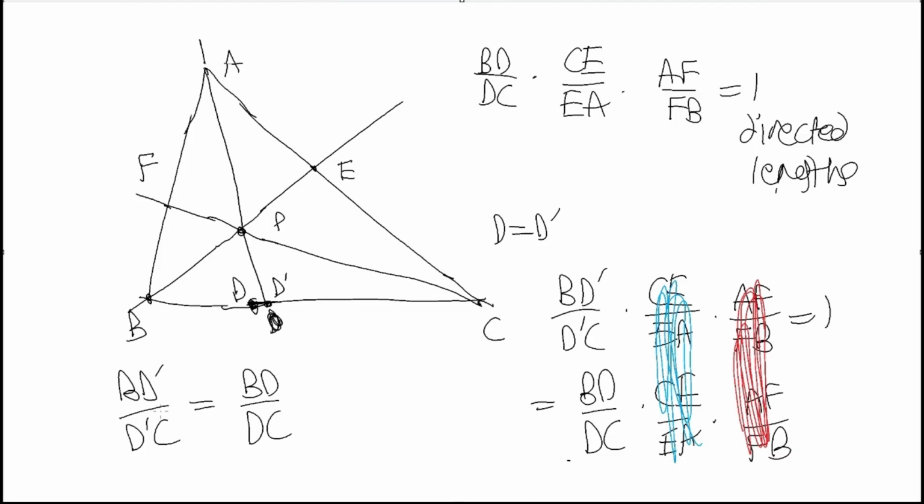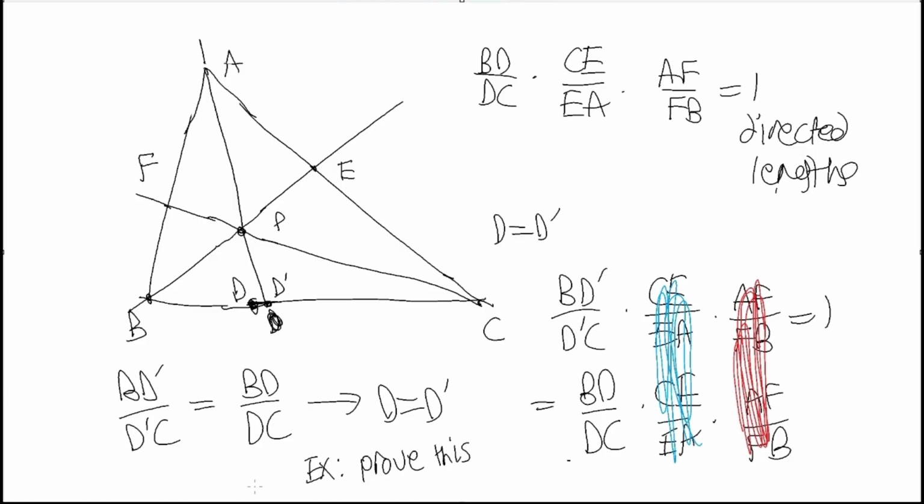And because this is true, this is actually enough to imply, when we use directed lengths, this is why we use directed lengths, so that this implication becomes necessary. So this implies that D equals D prime. And an exercise for you to practice directed lengths is to prove this.